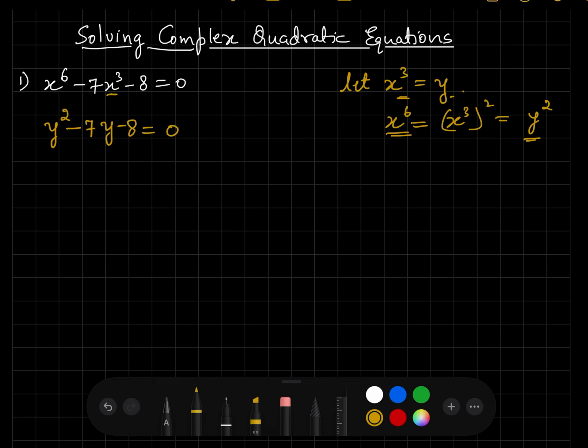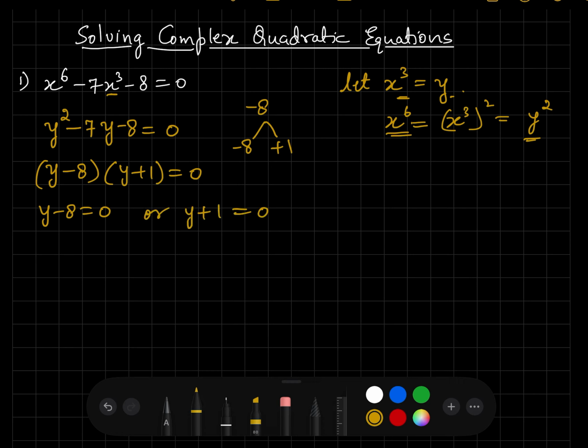Now the task is very simple, as we do usually. I will write here negative 8 and branch it out. Negative 8 plus 1, right? That would give me negative 7, and negative 8 times plus 1 would give me negative 8 as the product. So now it's very easy. We can write y minus 8 times y plus 1 equals 0. So either y minus 8 equals 0 or y plus 1 equals 0. This gives me y equal to 8, or y equal to negative 1.